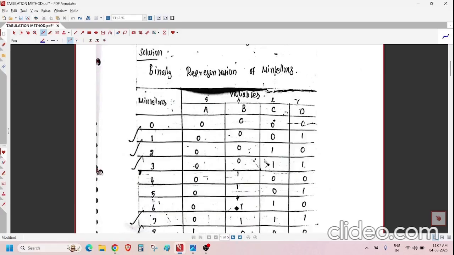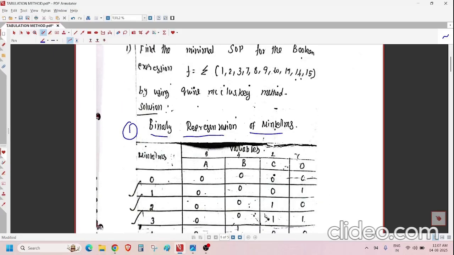See here, I am mentioning the first table. There are a lot of tables in this method, which is why another name of this method is the tabulation method. Table number one is the binary representation of min terms. Whatever terms are given in the inputs, for these inputs we are going to represent the binary numbers.